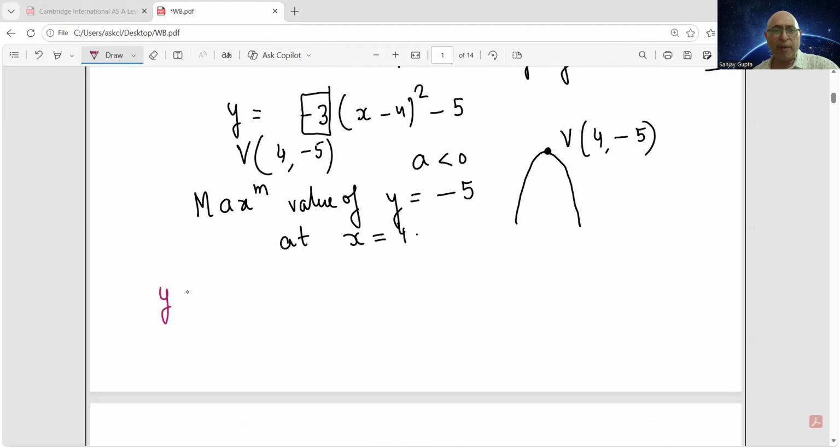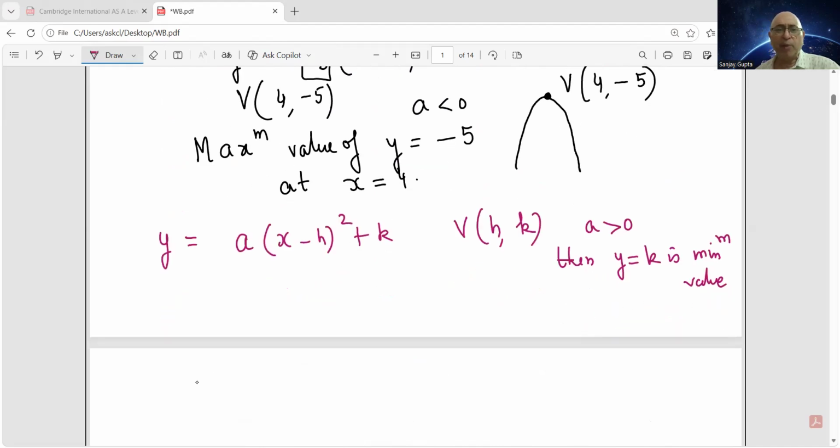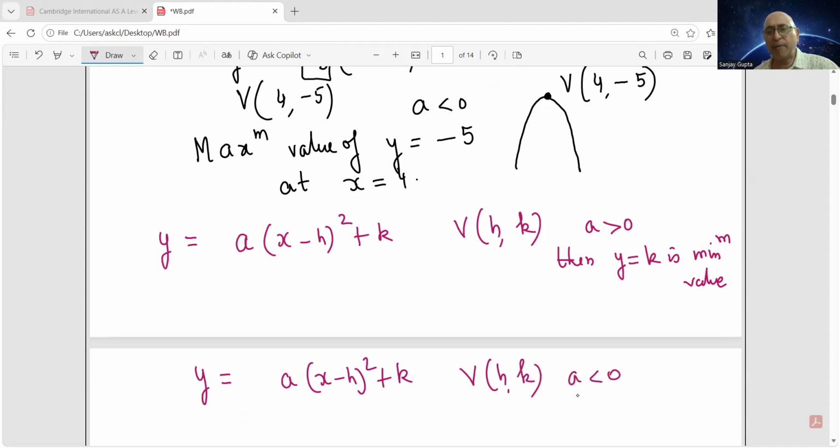So it's very clear that whenever we have y is equal to a(x minus h) whole square plus k, vertex coordinate will be h comma k, and if a is positive, then y equal to k is the minimum value of the function. Correct. And if it is y equal to a(x minus h) whole square plus k, vertex is again h comma k, but if a is negative, then y equal to k is the maximum value of the function.